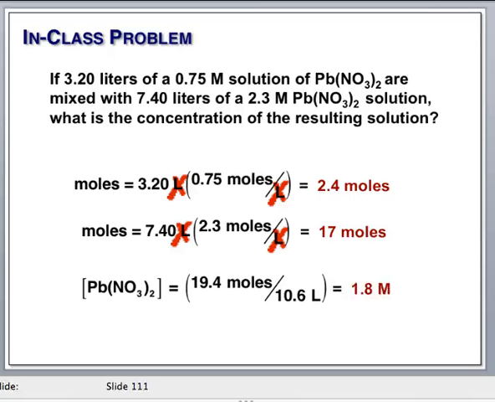Any questions on these? Same types of calculations over and over and over again. Once you master it, it's simple.